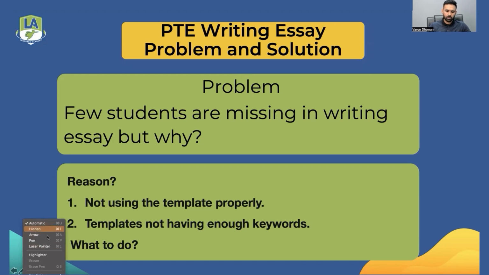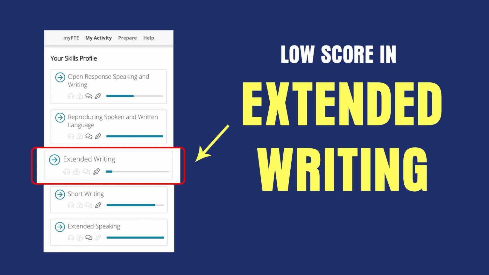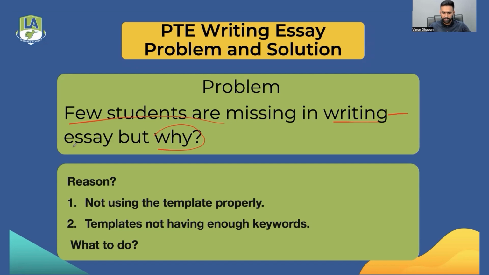All right. So what is the problem? As I've mentioned, few students are missing out in the writing module, extended writing, particularly essay. But what is the reason? The reason, number one, not the only reason, but one reason is many of them are not using the template properly. Some students are using the template properly, but still are not getting the scores. Why? Because the template has not got enough keywords in the template itself.